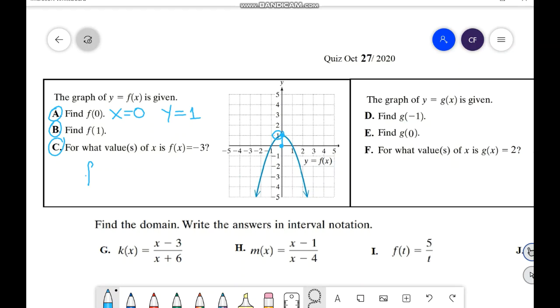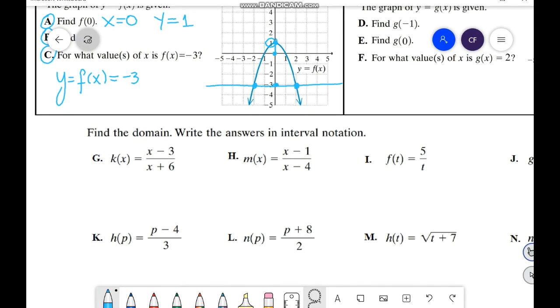You're going to have f(x) equals -3, and this is y. So you go to the graph, -3 is right here, draw a line and find the intersection. And now you're going to have two x's. Okay? This is how you do for these graphs, this review.